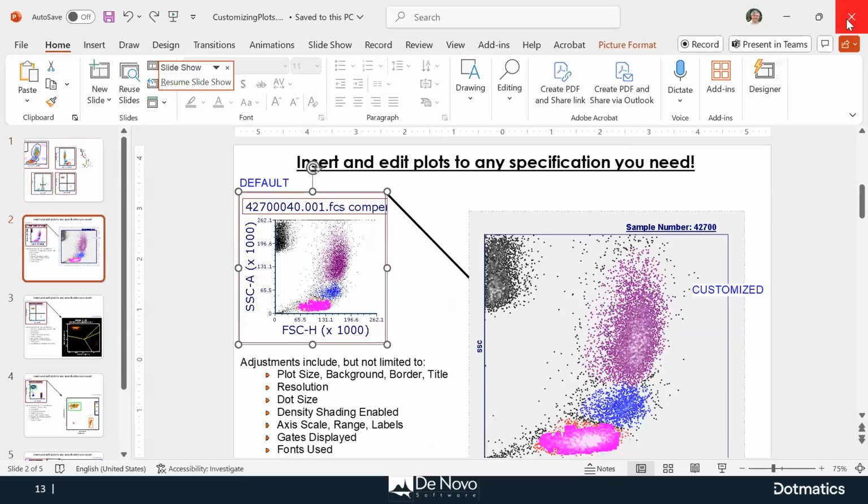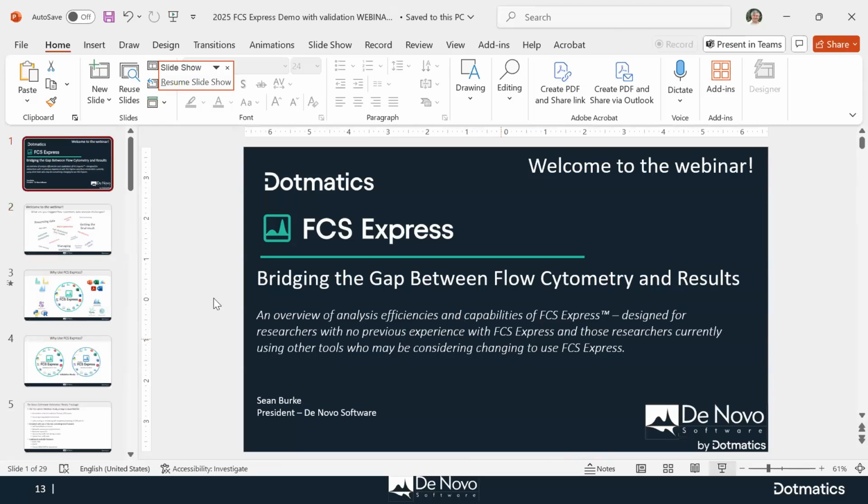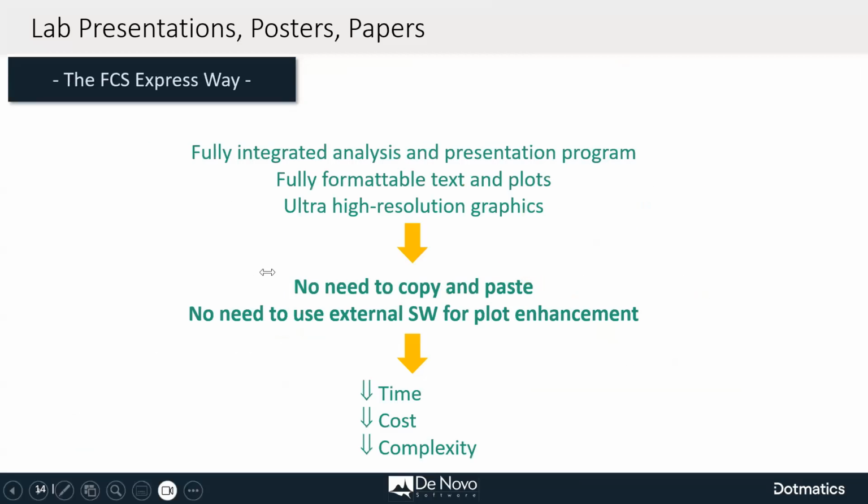So keep in mind these tools, and again, keep in mind they don't have to be done one-off like this. We're going to show you in the next example that we're going to go through how that works. But when we talk about presentations, posters, and papers, the FCS Express way is that we fully integrate analysis and presentation tools directly into one program.